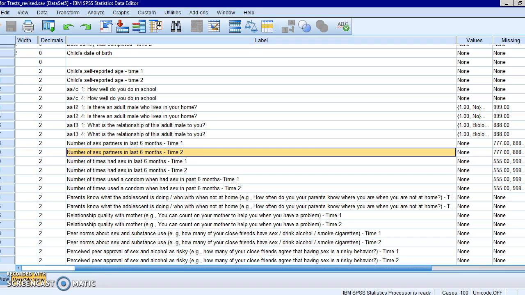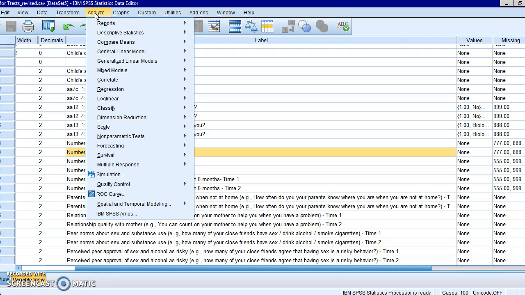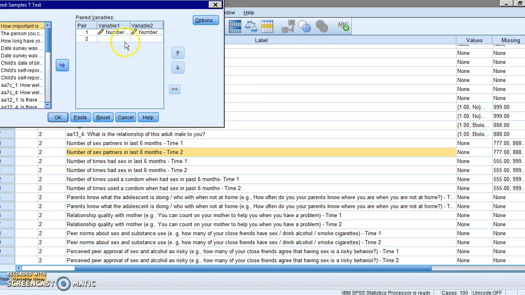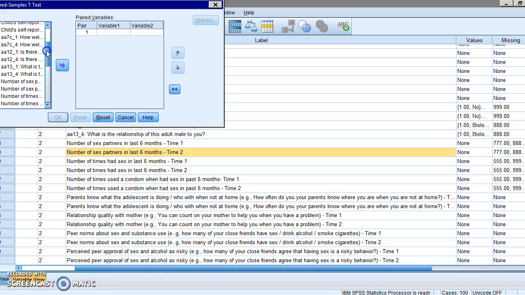To start the test, you first go to Analyze, and we're comparing means. So you go to Compare Means, then Paired Samples t-test. I'm going to move this over so I can show you all. You want to put the two groups you're comparing in variable 1 and variable 2. This one is not numbered, but we can see it right here.